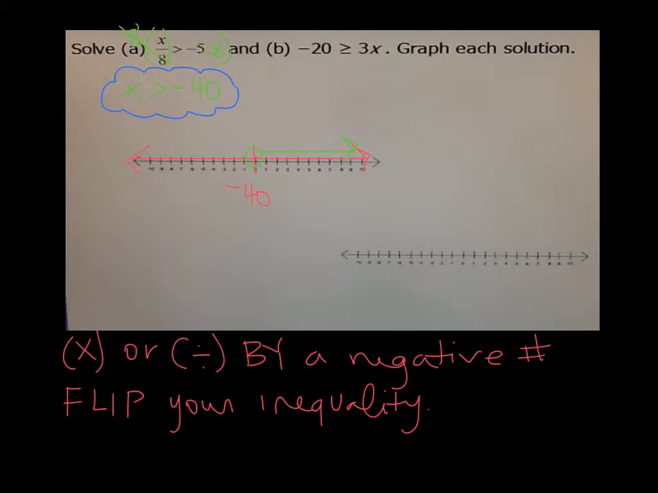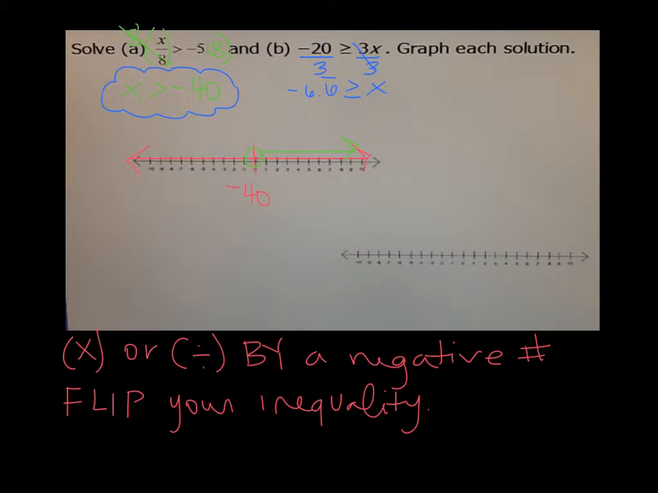So we have negative 20 is greater than or equal to 3x. So the opposite of multiplying by 3 would be to divide by 3. So I'm going to divide both sides by 3. And negative 20 over 3 is negative 6 2/3, or negative 6.6 repeating if you prefer. So that would be greater than or equal to x.